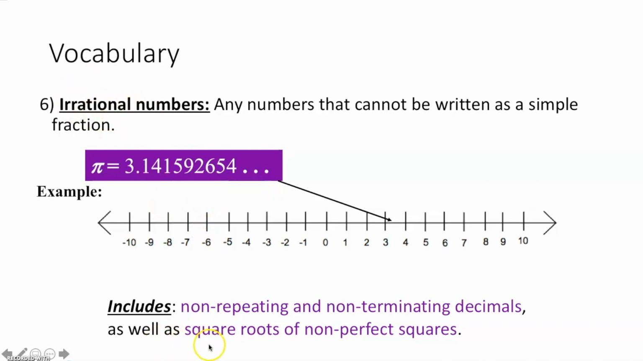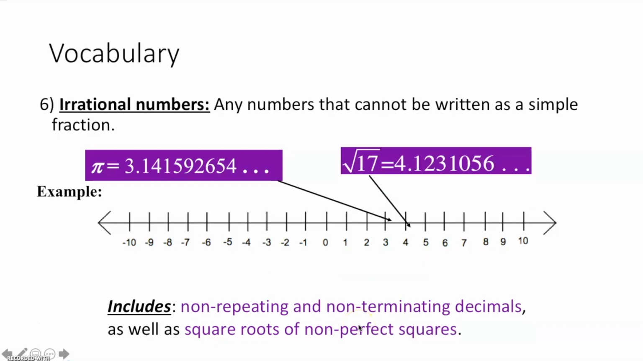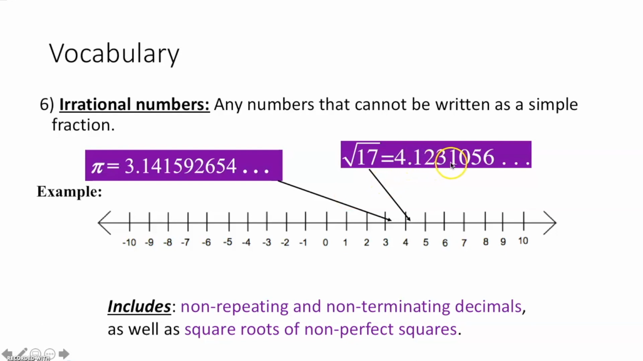We also have square roots of non-perfect squares. Non-perfect squares. So not the square root of 16. Square root of 16 is just 4. That would be a natural number, a whole number, an integer, a rational number. If we want to take the square root of 17, that gives you 4.123. That is a square root of a non-perfect square, which creates a non-repeating, non-terminating decimal. Therefore, it's an irrational number.